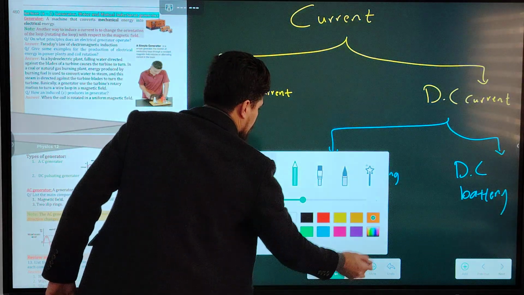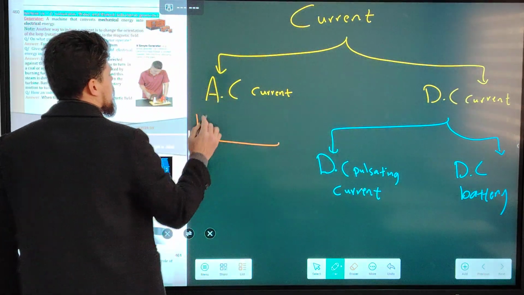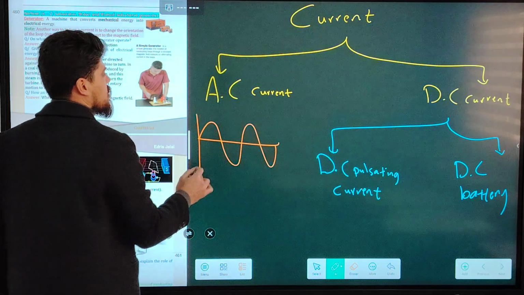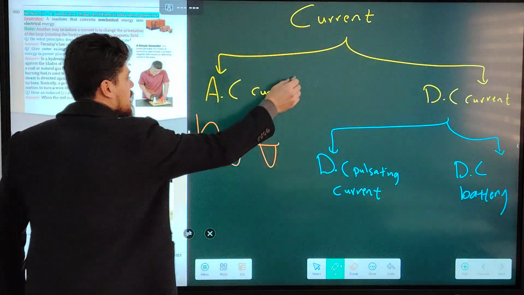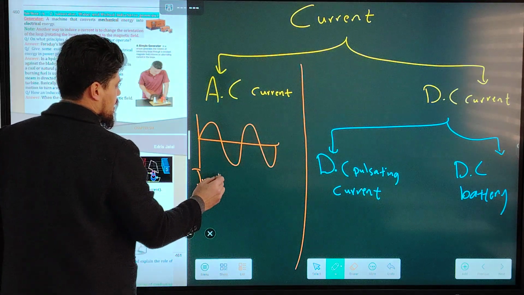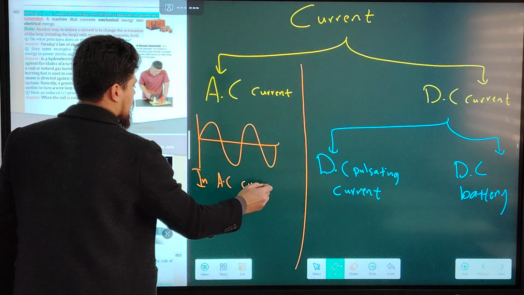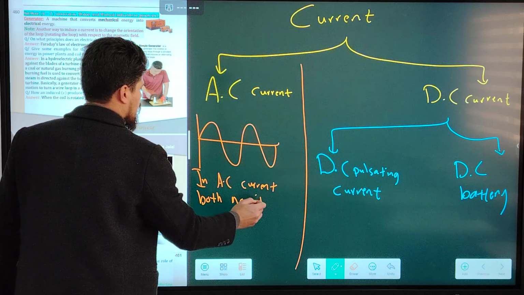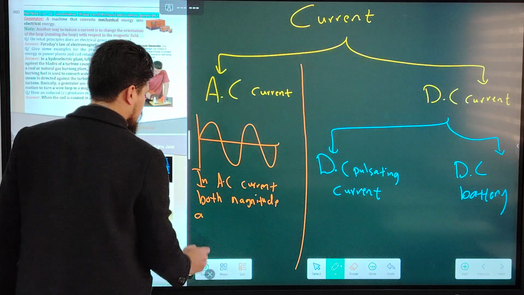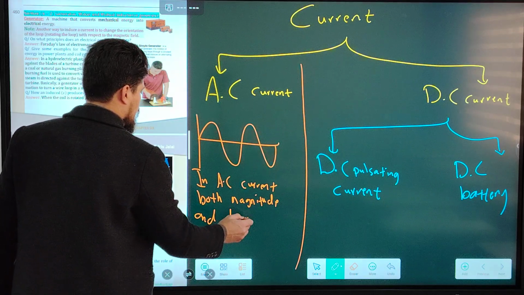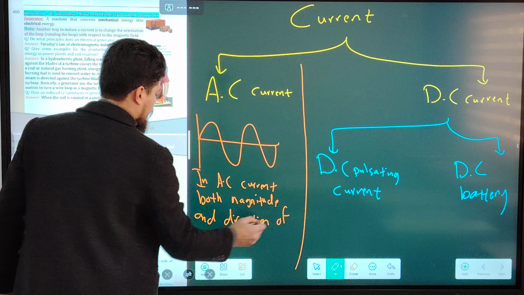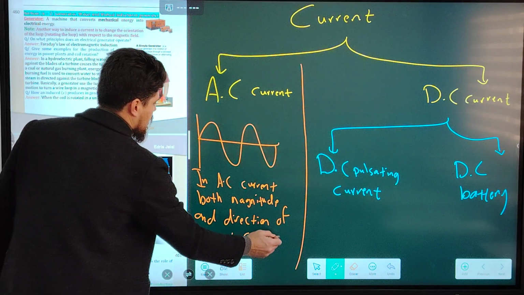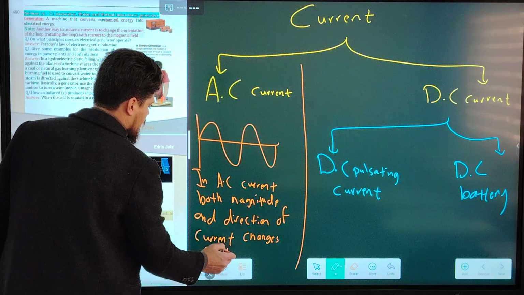In AC current, guys, be careful. You have to keep in your mind that in AC current, both magnitude and direction of the current change continuously.